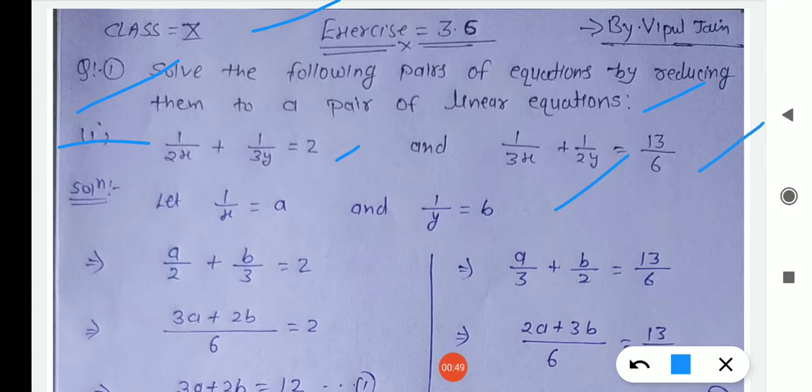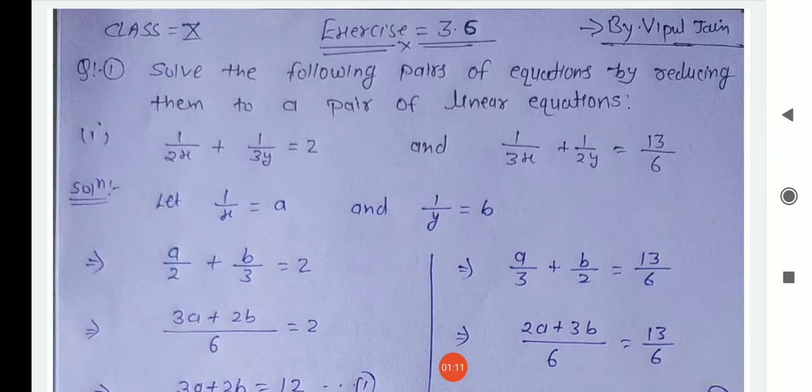So here we see these two equations. Here 1 upon x and 1 upon y are common. So first I let 1 upon x equal a, and 1 upon y equal b. You can also take 1 upon x equal u and 1 upon y equal v. Now I take 1 upon x equal a and 1 upon y equal b, and put a in place of 1 upon x.